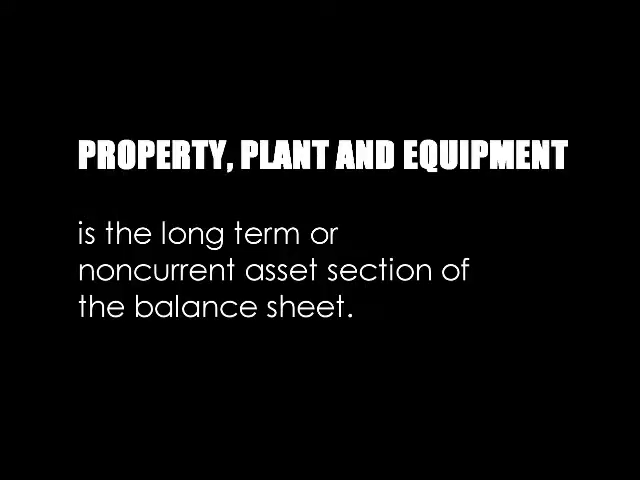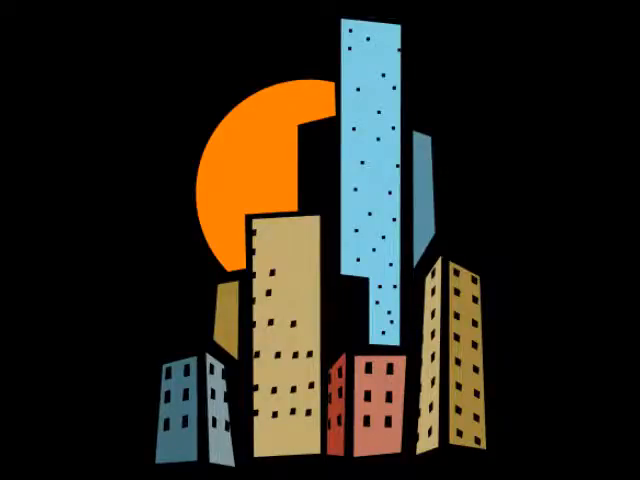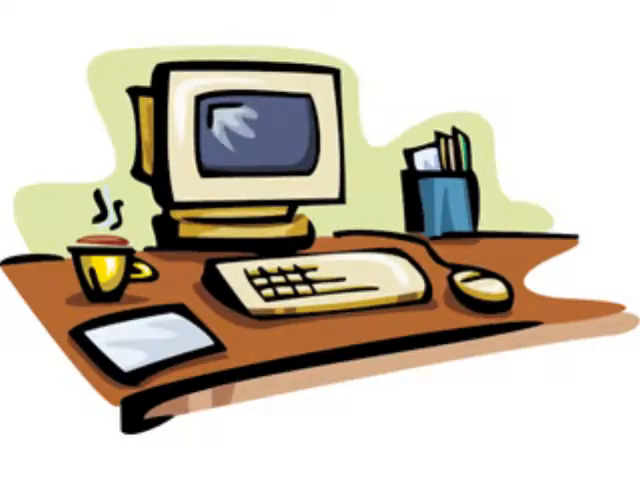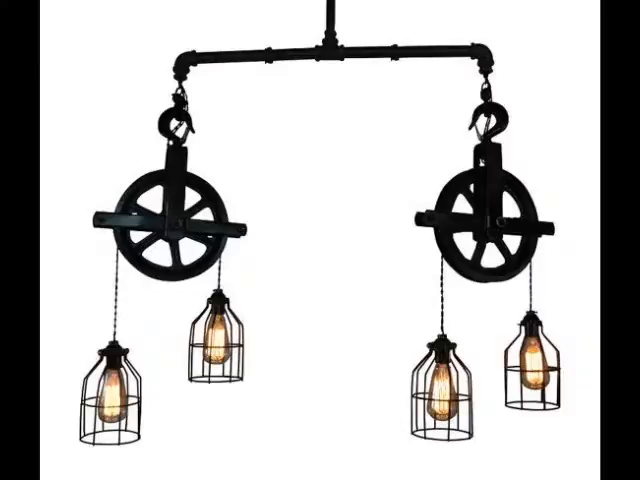Property, plant, and equipment is the long-term or non-current asset section of the balance sheet. Included in this classification are land, buildings, machinery, office equipment, vehicles, furniture, and fixtures used in a business.